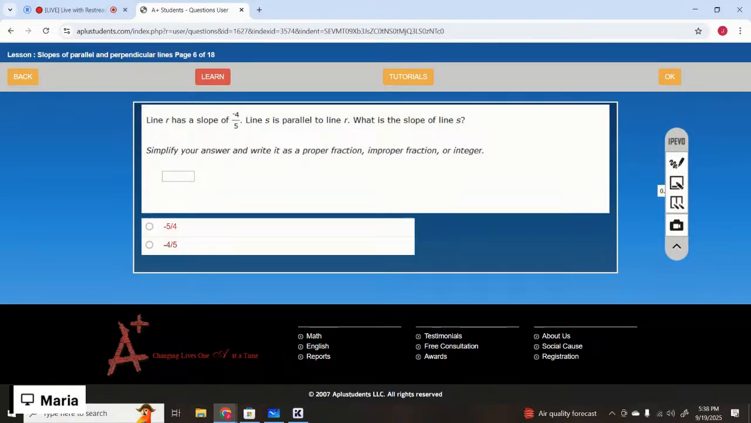Line R has a slope of negative 4 over 5. Lines S and R are parallel. What is the slope of line S? The lines are parallel. They have exactly the same slope. So that is negative 4 over 5.